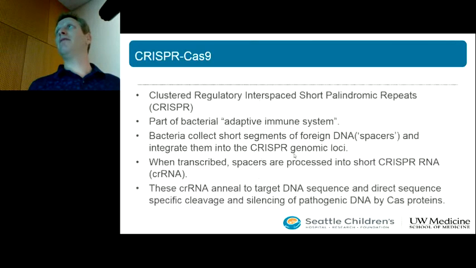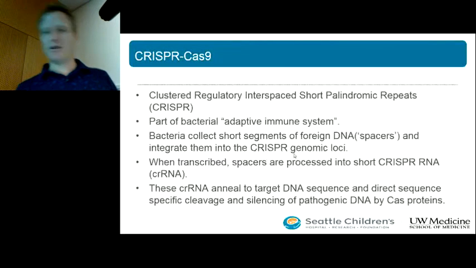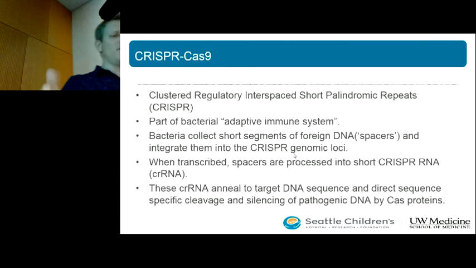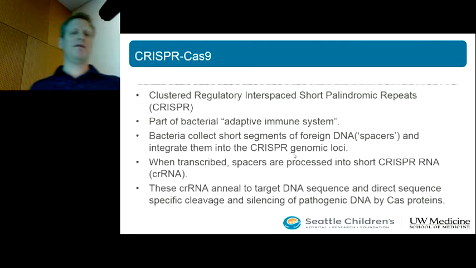CRISPR-Cas9 is a new system. Just to give you a general idea of the time, zinc fingers have been known for many years, I think more than 30 years. TALENs became more familiar around 2006, 2007, and the CRISPR-Cas9 system was described in 2012, and it's all over the place. People are using it everywhere now.